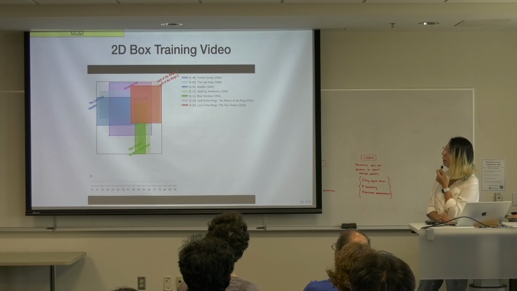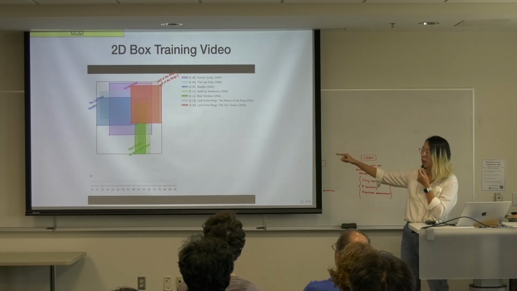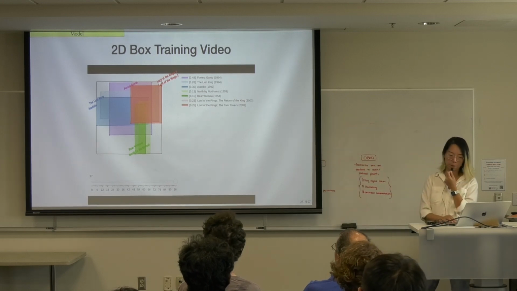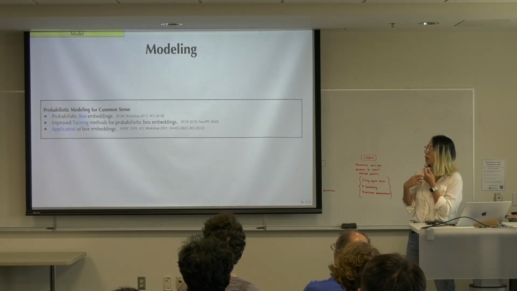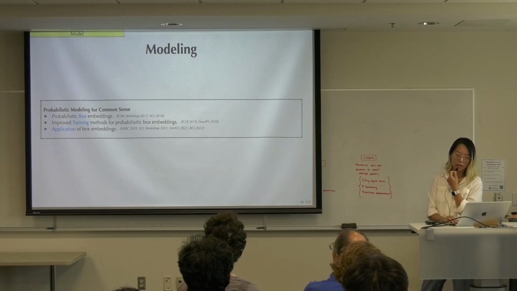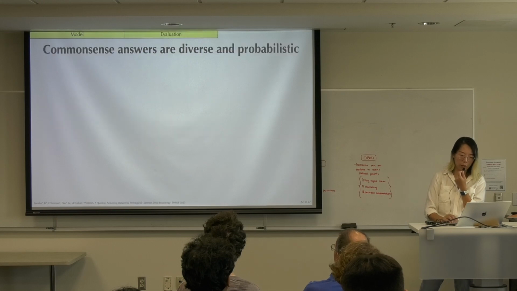As we can see, this Lord of the Rings movie representation all gets closer as training goes, and similar things happen with all the other movies. And this is mainly the modeling approach, that's how we represent common sense knowledge. And these are just some representative publications in this domain.